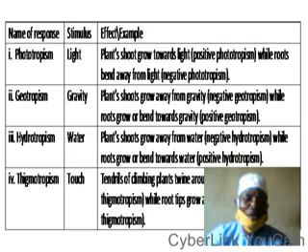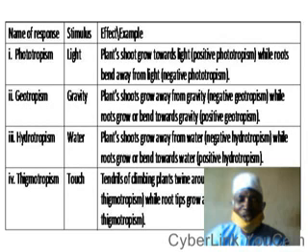The stimulus for phototropism is light. The effect of light on the plant parts is that the plant shoots go toward the light, which is positive phototropism, while the roots of the plant bend away from light. That one is negative phototropism. That is, the plant shoots are positively phototropic, while the plant roots are negatively phototropic.